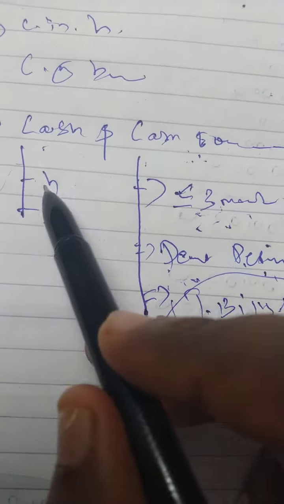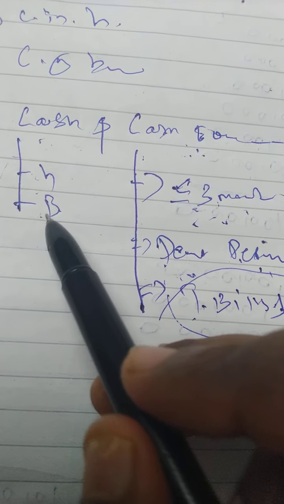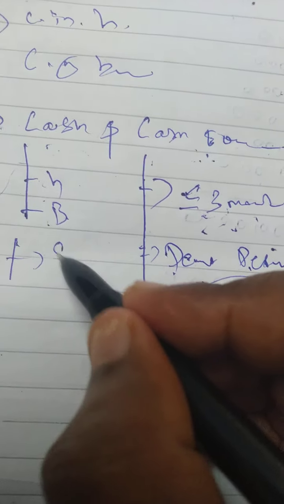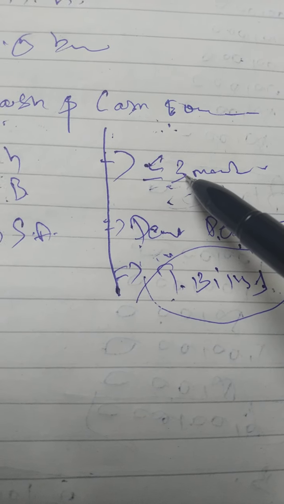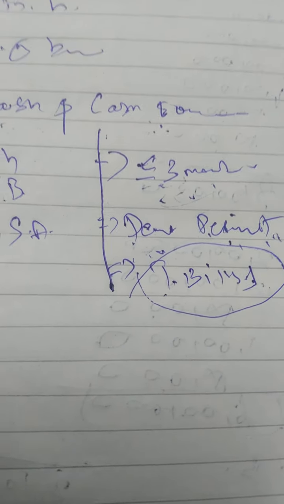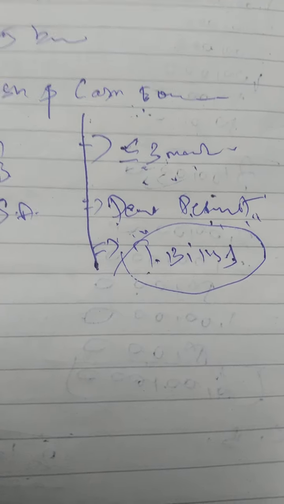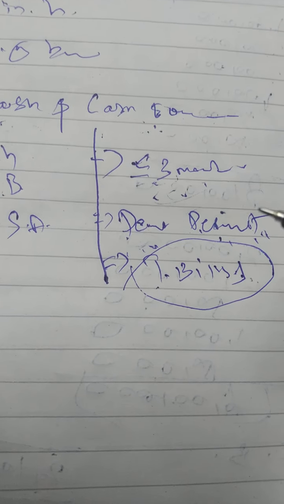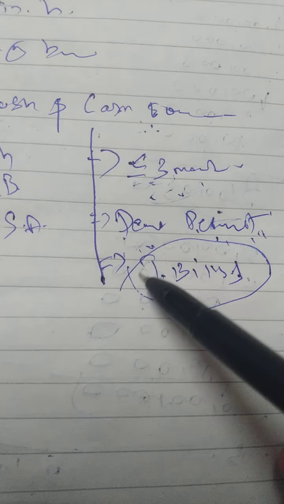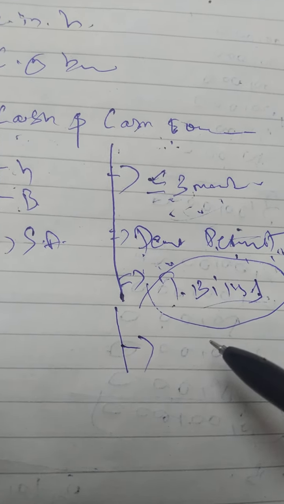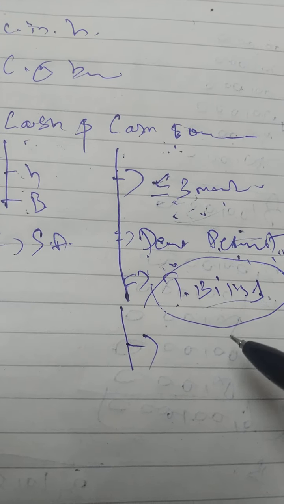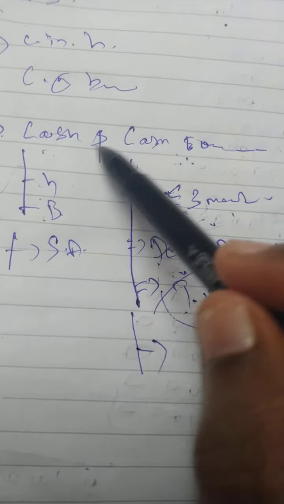You can expect 1 mark or theory: what is cash and cash equivalent? Cash means cash at bank, cash in hand, and also savings account balance. Cash equivalent, anything convertible into cash within 3 months. Any financial instrument convertible into cash within 3 months is also cash. Like demand deposit, T-bills, all those things. So this is the explanation as per AS3.